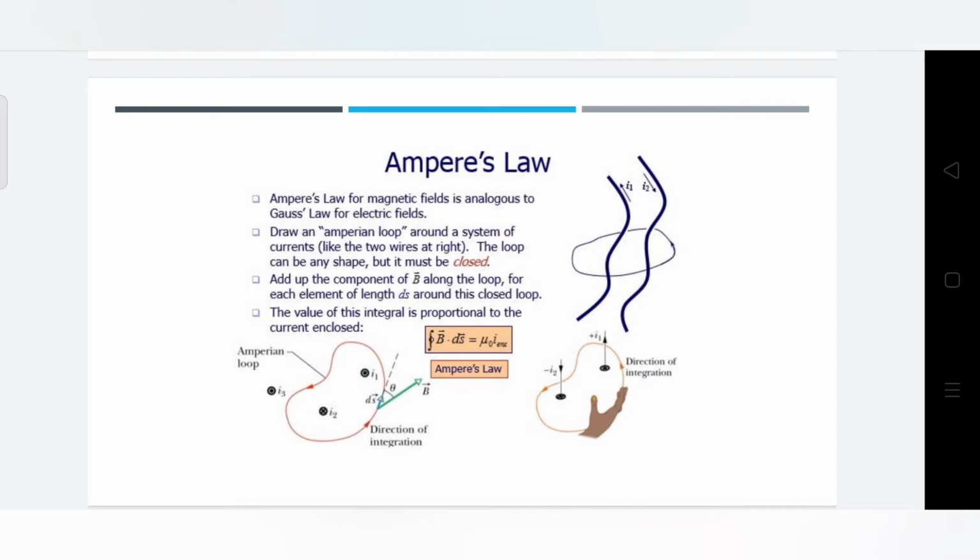We already know the relationship between the magnetic flux density B and the magnetic field intensity H. B is equal to mu H. So we can find H using Ampere's circuital law: integral over L of H dot dl is equal to I. By using the relationship between the magnetic flux density and the magnetic field intensity, integral over S of B dot dl is equal to mu naught I. The value of this integral is proportional to the current enclosed.